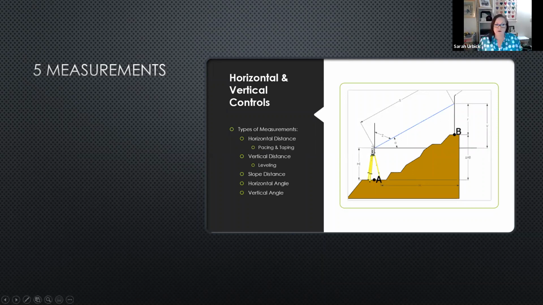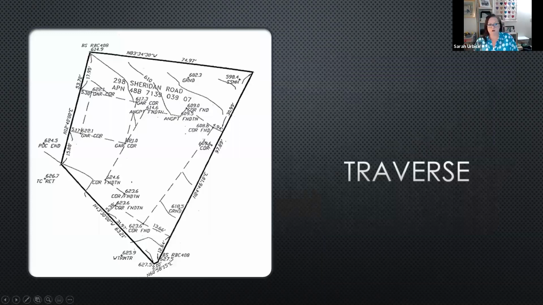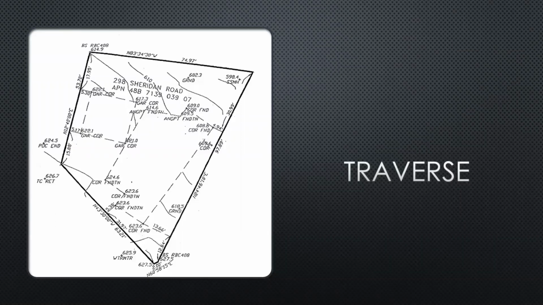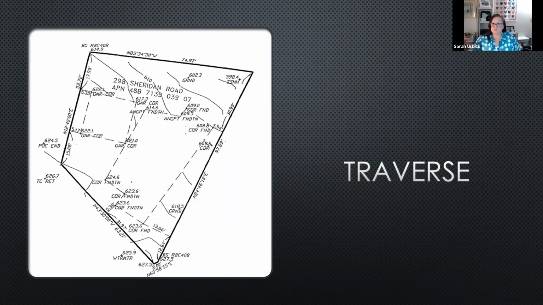So on our traverse, let me get to the right slide so I know what my notes are. I kind of alluded to this. Kenny, this kind of circles back to you. What does the bearing tell us? From a starting point, which direction we're going. Okay.